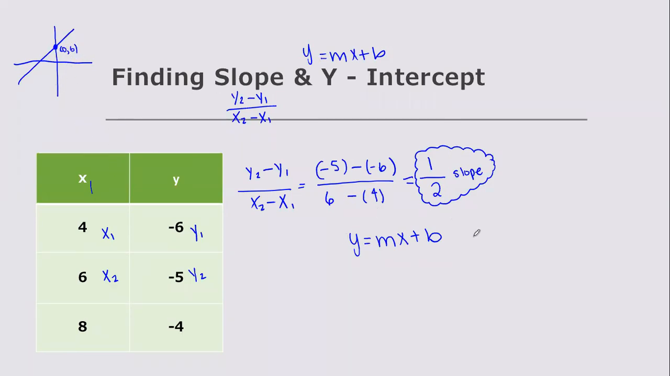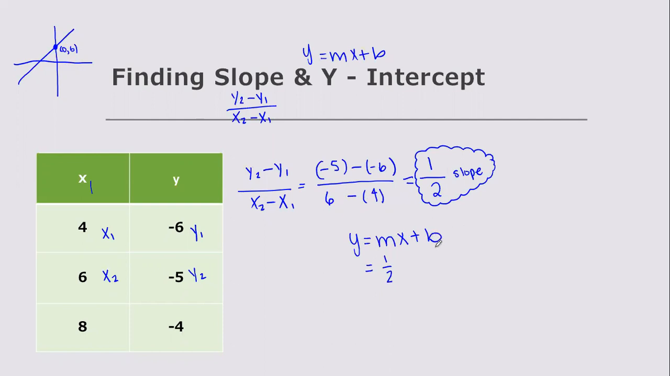So we have our equation right now, y equals mx plus b. We're trying to find the b value, right? We have our m value. We know our m value is 1/2. We know our slope is 1/2. But we're trying to find this b value.